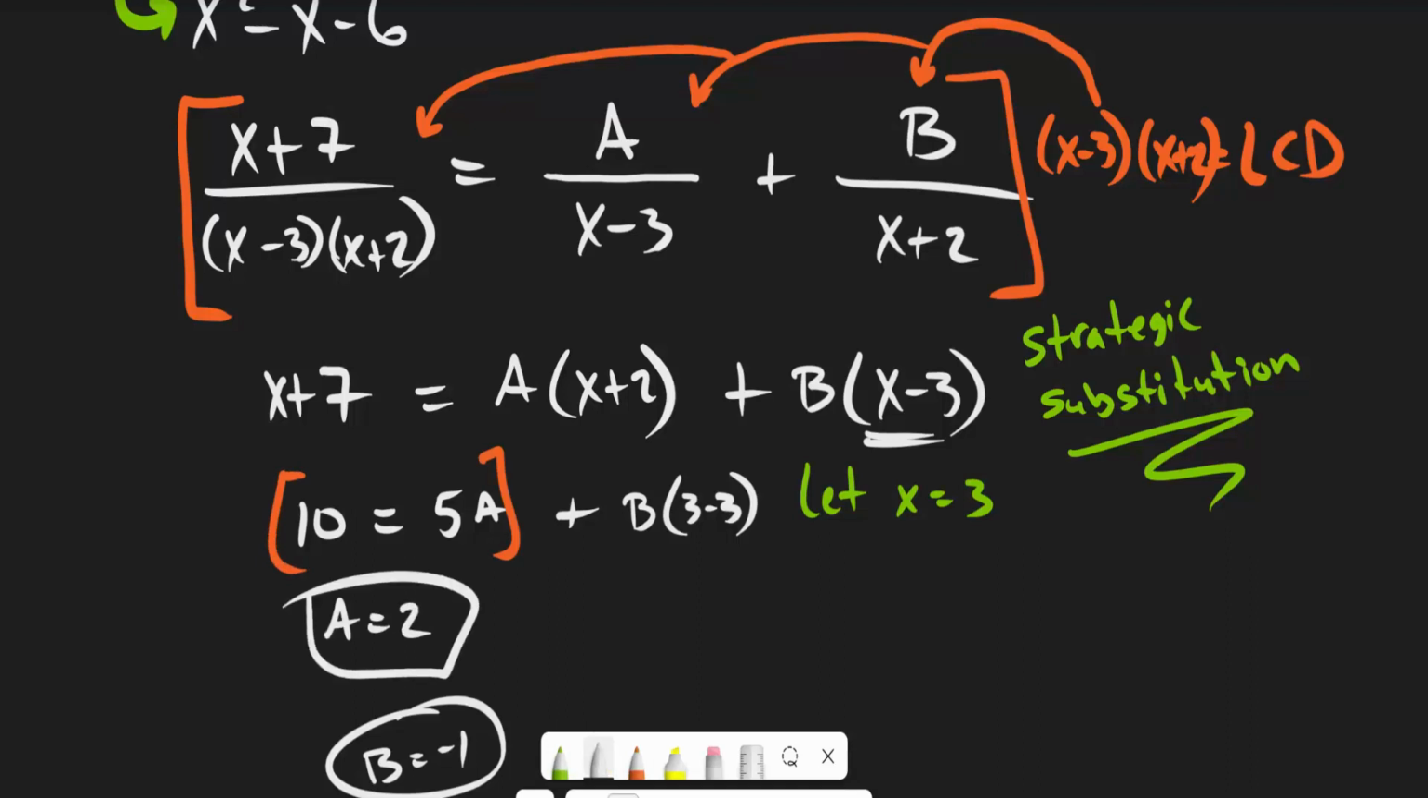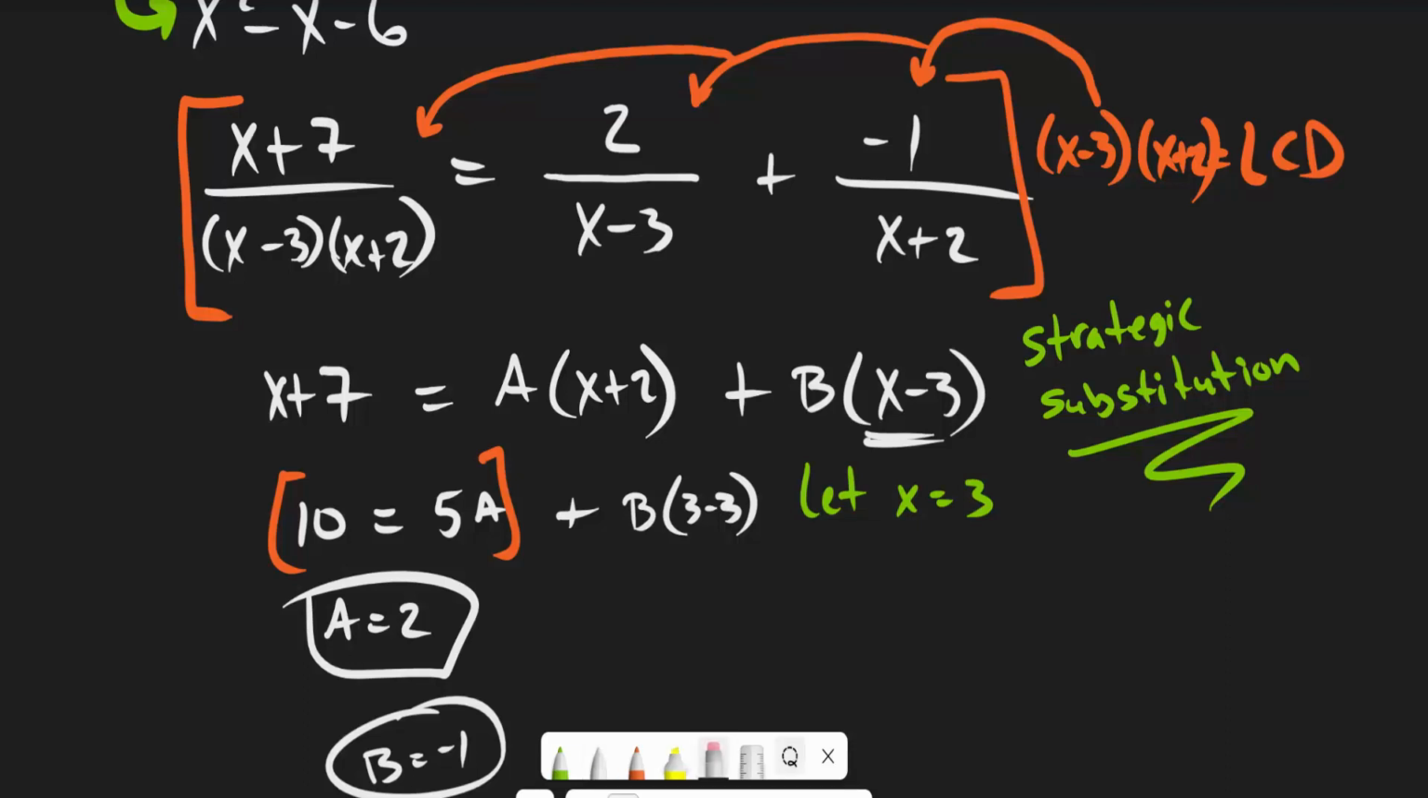So we're pretty much done because we've solved for our a and we've solved for our b. So now we can go back, and up here, instead of a and b, we write their equivalences. The a was 2, the b was negative 1. And we are done. Okay, we have broken down our rational expression into two fractions.